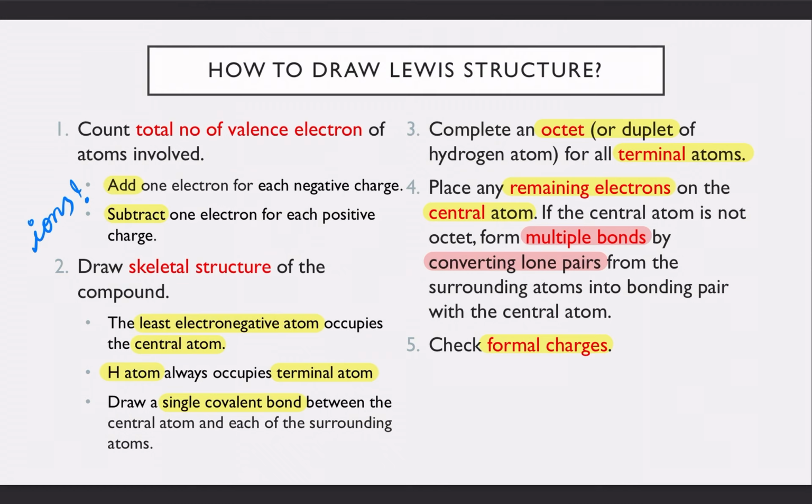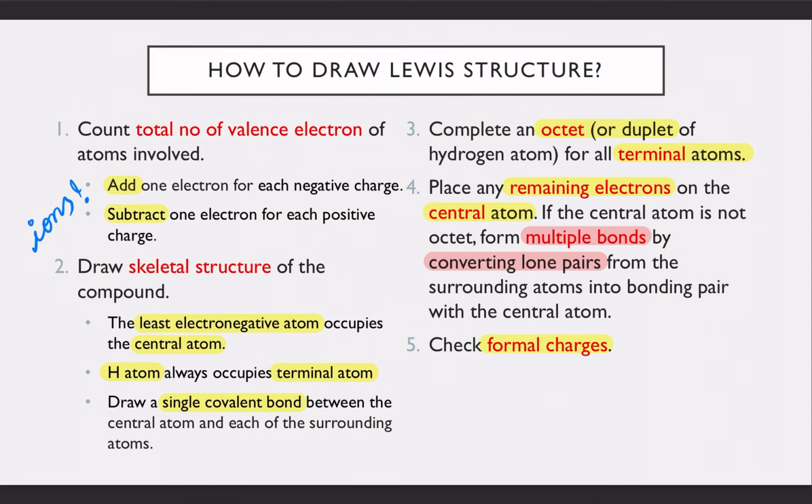So there are 5 steps. We will start with first counting the total number of valence electrons. If you have ions, then if you have a negative charge, you will add 1 electron, and if you have a positive charge, you will subtract 1 electron, like H plus and NH4 plus. And second, you will draw the skeletal structure.